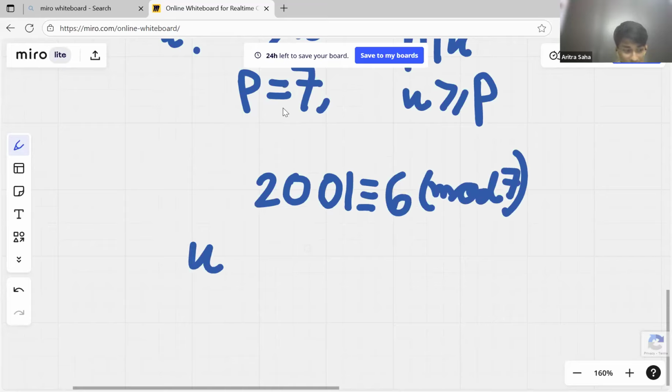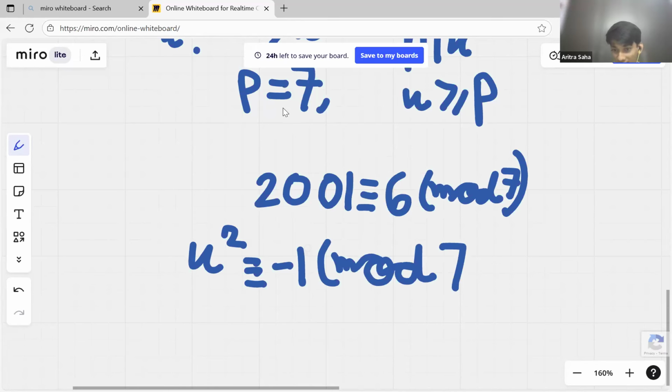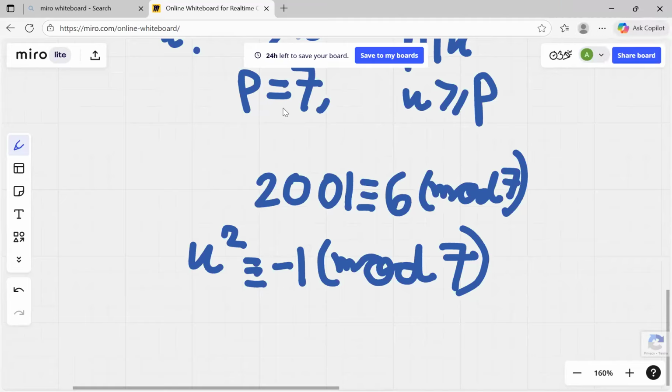And you will have x square being minus 1, or 6 mod 7. But this is not possible. Another way to see this, which we'll also talk about in the next classes, is that minus 1 is a quadratic residue only if p is a 4k plus 1 type of prime, but 7 is a 4k plus 3 type of prime. Mod 9 also works. Yeah, both mod 7 and mod 9 work.